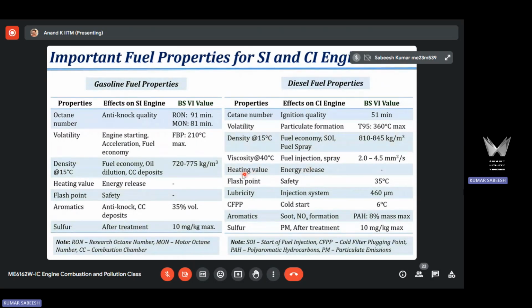Heating value. The heating value effect is the same as what we have discussed for gasoline. Heating value affects energy release.